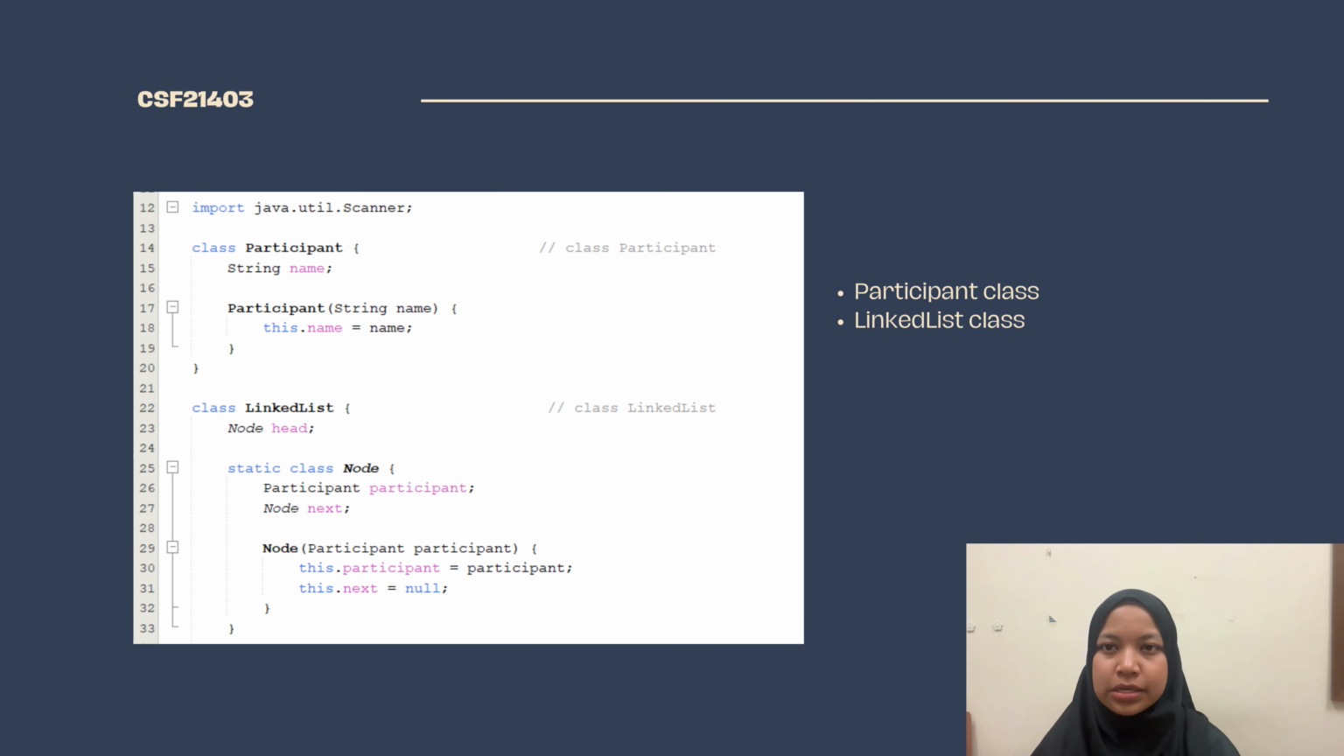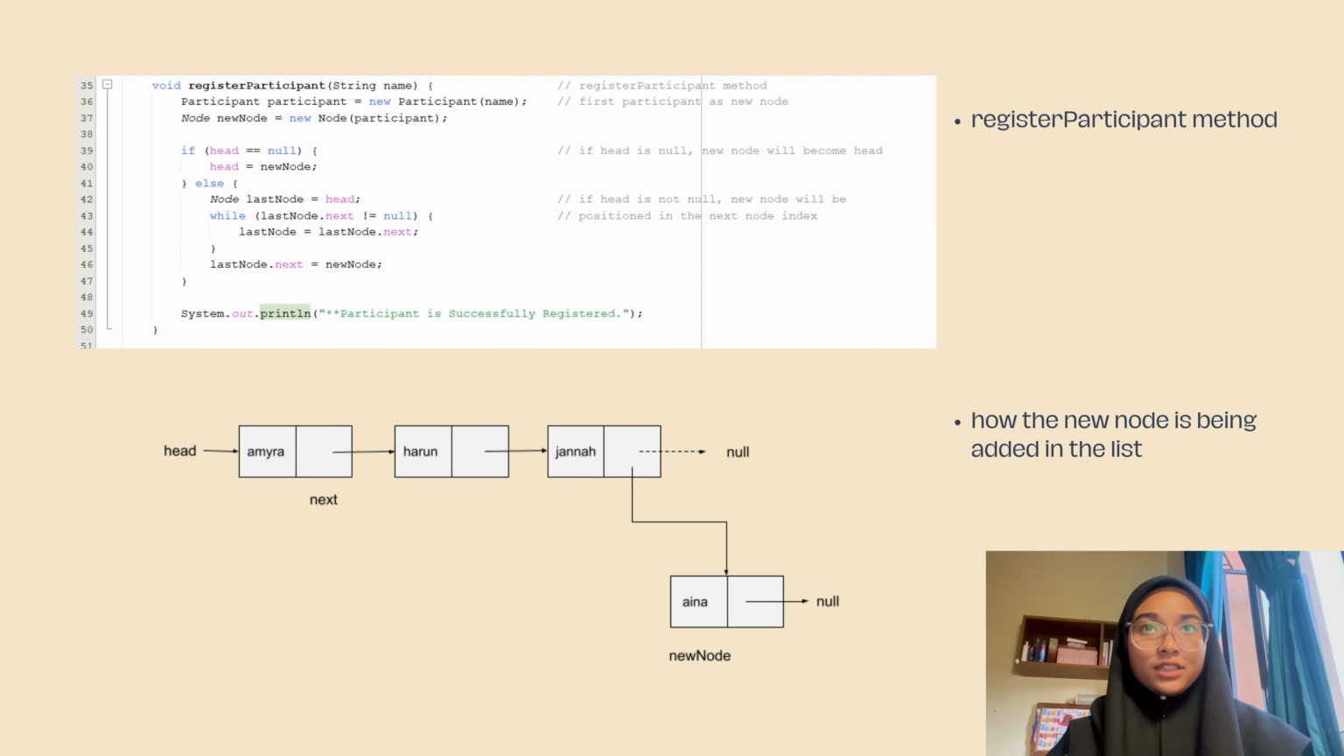The node class has two variables. First is participant, which holds the object. Second is next. Okay, next. Based on figure 2, register participant is a method which registers a new participant in the system. It creates an object which is the participant's name and creates a new node with the object.